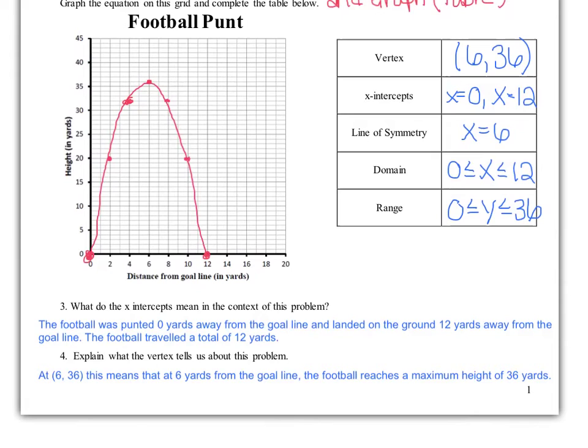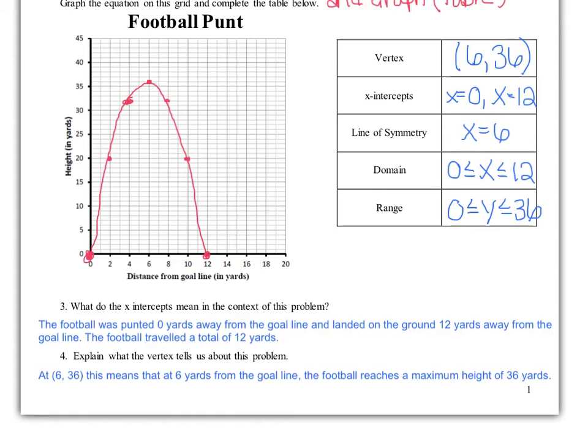So what do the x-intercepts mean in the context of this problem? Well, the football started at a distance of 0 from the goal line and ended at a distance of 12 from the goal line. So it started at 0, ended at 12, which means that the football traveled a total of 12 yards. The x-intercepts give us the starting and ending point of where the ball was on the ground, at a height of 0.